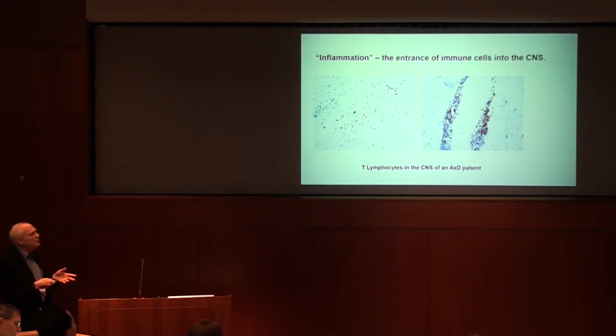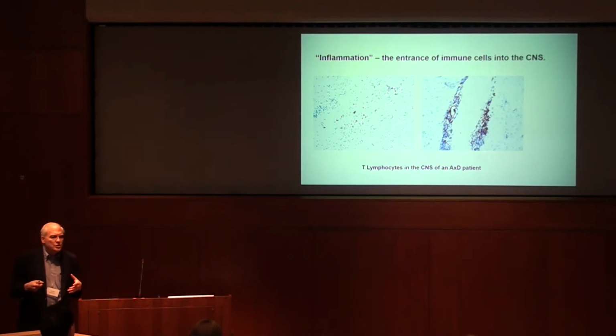So here's a section of human brain, also over here. And these brown cells are the T lymphocytes. It's not a big T lymphocytic inflammation in Alexander brains, not nearly as much as you would see in some autoimmune brains, like multiple sclerosis. But they are there, nevertheless.